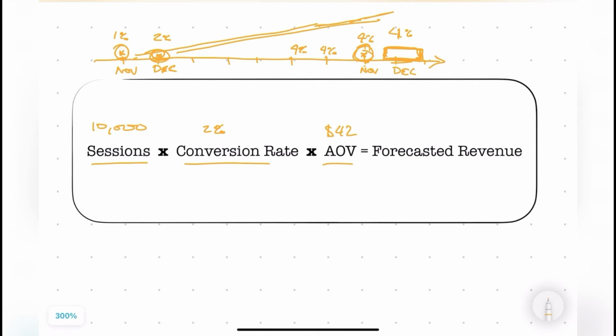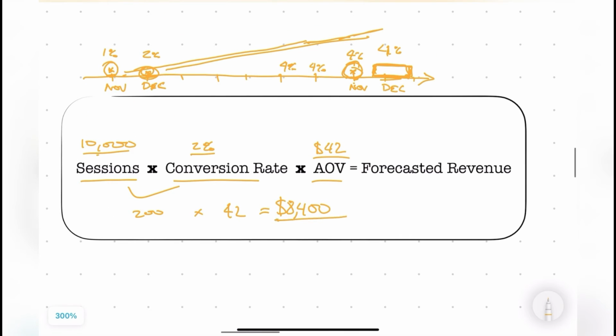So we're going to say 10,000 for December in sessions, 2% conversion rate, and 42 AOV. And if you multiply those out, this is going to be 200 orders, and then 200 times our AOV brings us to $8,400. And so now you've forecasted a realistic expectation for December, given the sessions, conversion rate, and AOV you expected for December.